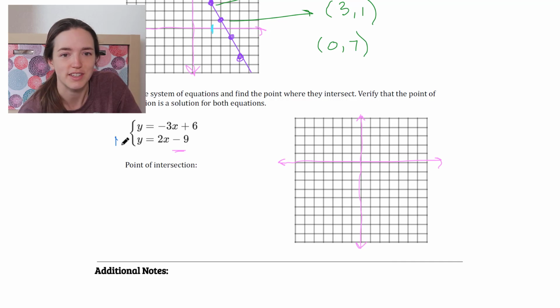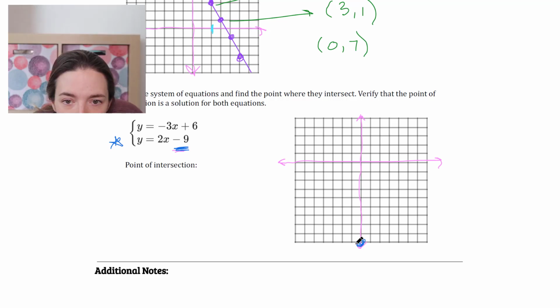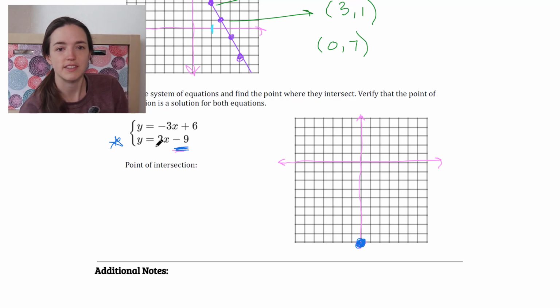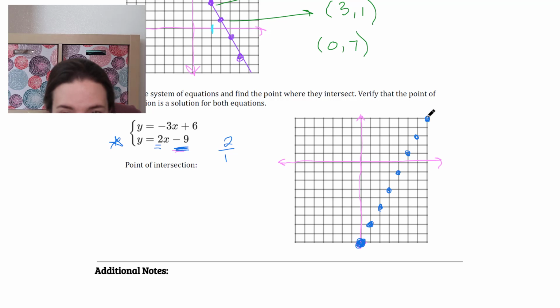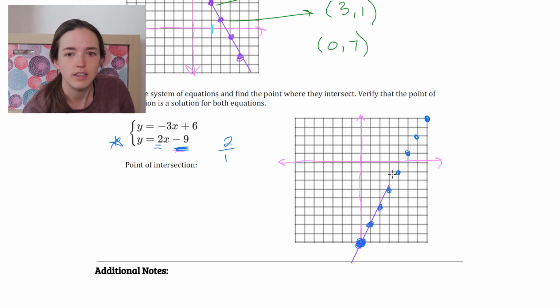I'm actually going to start with this second equation. It's starting at negative 9, so there's negative 9. Now its slope is up 2 over 1, because remember 2 is the same as 2 over 1. So I'm going to go up 2 over 1, and I'm just going to do that many times because I'm going to have to find an intersection. It's just better if I have a lot of points on here. Okay, that's plenty of points. In a somewhat straight line, I mean, that's pretty good.